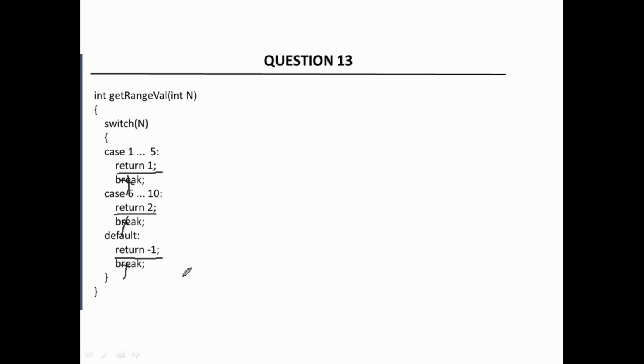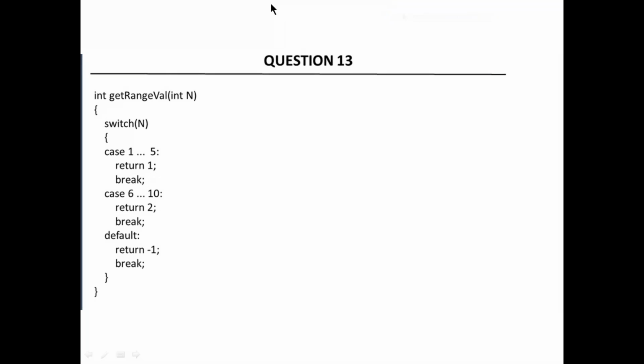Next, return itself transfers control from one part to another part, right? So it won't execute the next cases of this switch block. Simply. Next, apart from this, are there any more errors in this switch case? No errors? One minute, let me check this code.